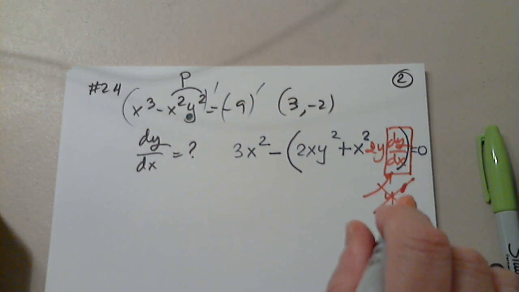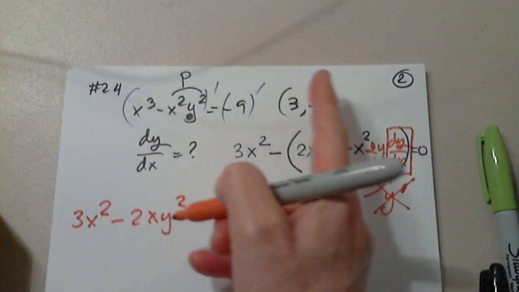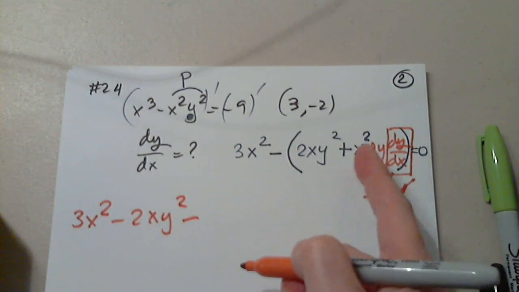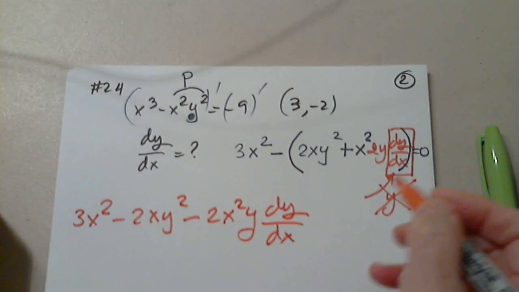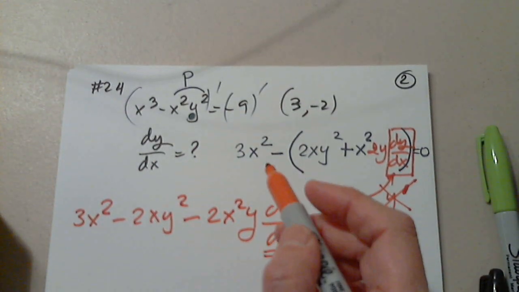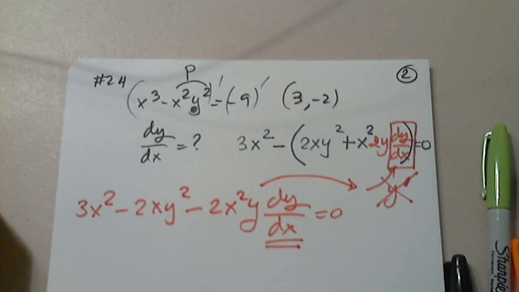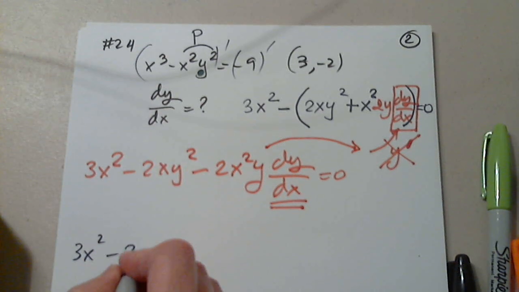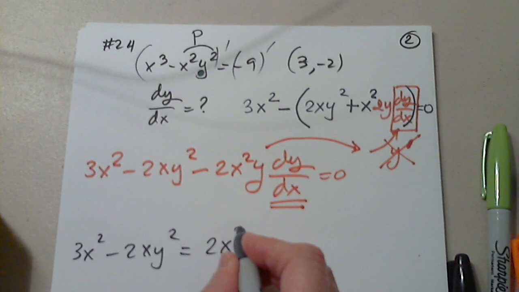Now I distribute a negative sign. So then I have 3x squared minus 2xy squared minus 2x squared y times dy over dx. And of course, the derivative of 9 is 0. This is the variable. This term will move to the other side. I keep these together on the left-hand side. So this will be 3x squared minus 2xy squared equals, it's negative, goes to the other side, it becomes positive.